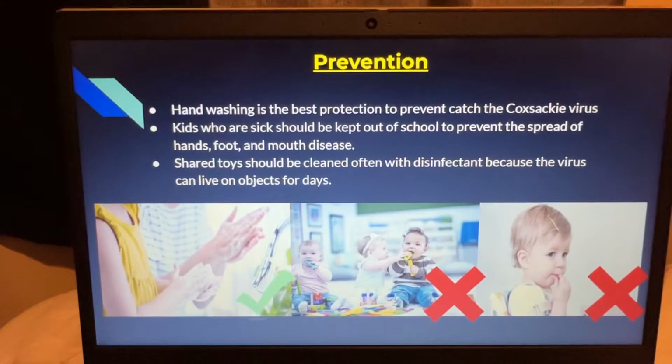Prevention. How you can prevent this is by hand washing, which is the best way to protect yourself from catching Coxsackie virus. Kids who are sick should be kept home from school to prevent the spread of hand, foot, and mouth disease. Shared toys should be cleaned often with disinfectant because the virus can live on objects for days. Don't share any toys. Don't let them put their hands in their mouth. Don't let them touch anything if you know they have it. Just wash your hands constantly to prevent catching it or giving it to other people.